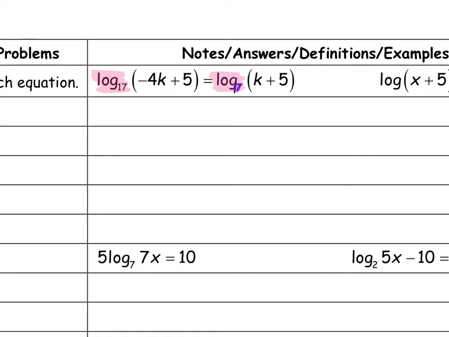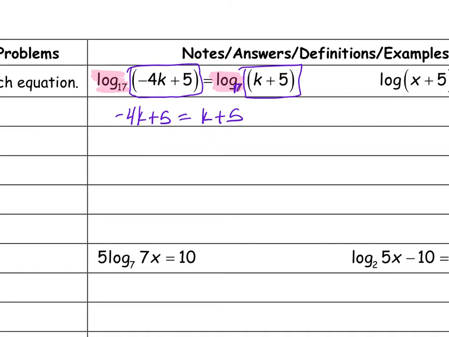Okay, so they have the same base, and so what my rule says is if there's one log each, and that's the only thing, just one log each on both sides of my equal sign, and they have the same base, then these pieces here, I'm going to circle them, are just equal to each other. So all I have to do is say minus 4k plus 5 equals k plus 5. And then I just need to solve for those.